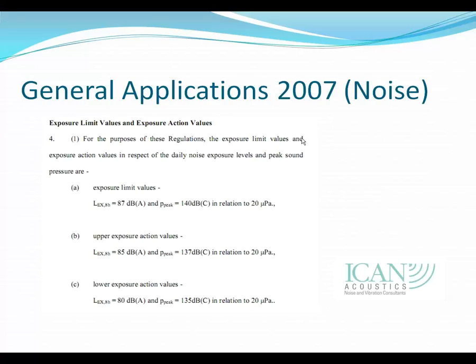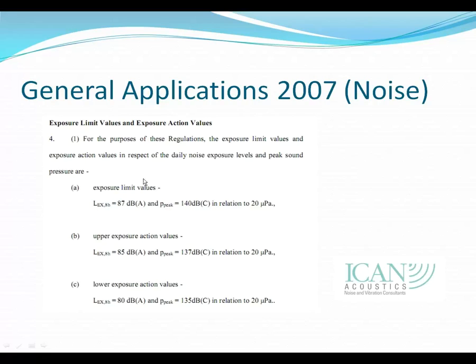Okay, looking at the General Application Regulations 2007 that I spoke of in the last couple of slides, on noise, this sets out exposure limit values and exposure action values. Now, just to explain, during the daytime period, there is an exposure limit value. It's based on an 8-hour exposure limit, which shall not exceed 87 dBA, and the peak, which is a C-weighted measurement, shall not exceed 140 dB.